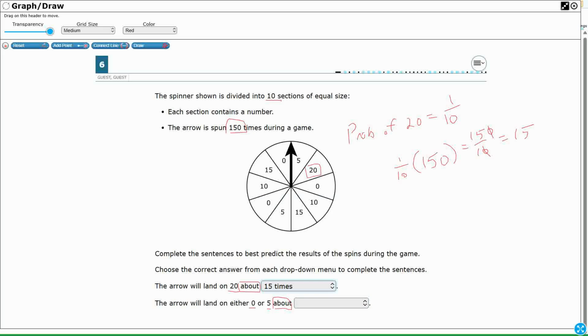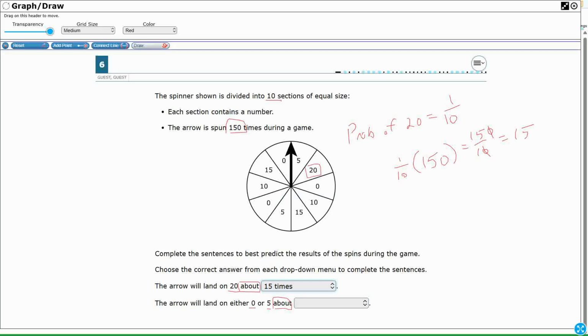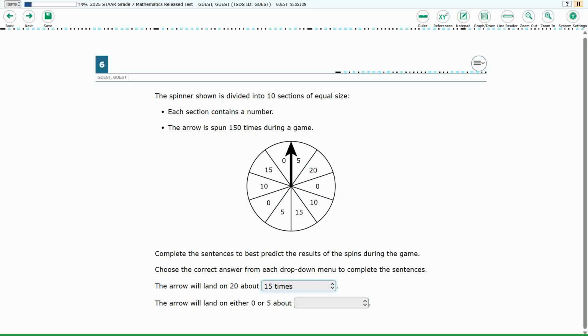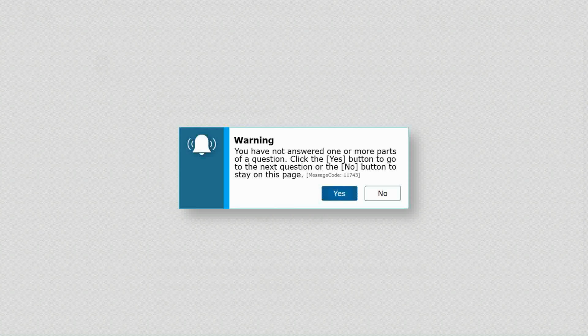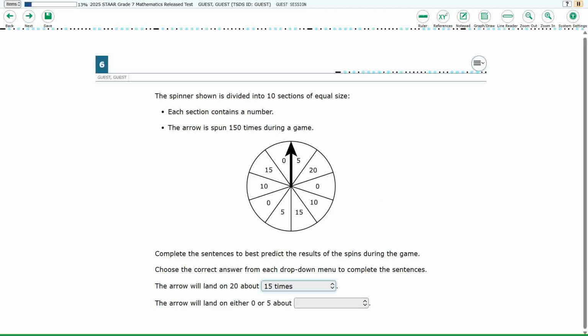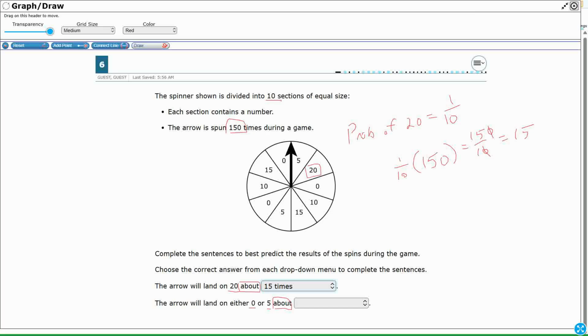And this is a two-point problem, right? So if I were just to say, you know what, I'm done with this, it is going to give me that warning message. We have to hit both to get both points.